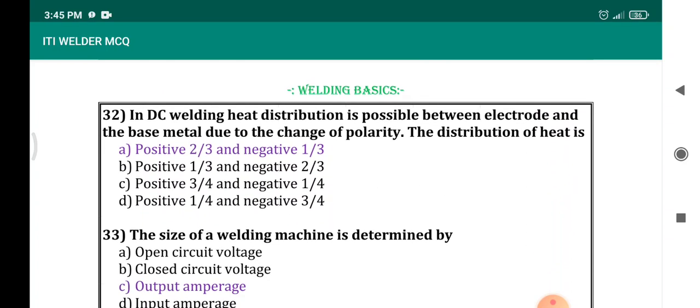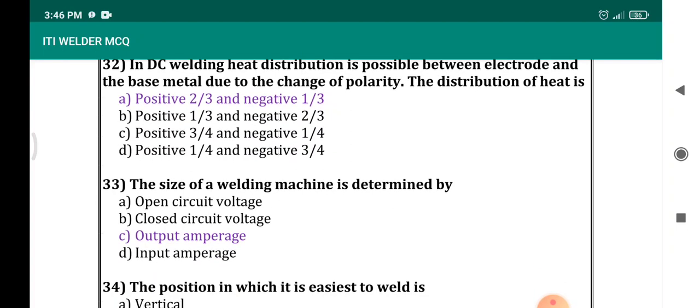In DC welding, heat distribution is possible between the electrode and the base metal due to the change of polarity. There is a ratio for the distribution of heat. 2/3 of the heat will be towards the positive side and 1/3 of the heat towards the negative side.